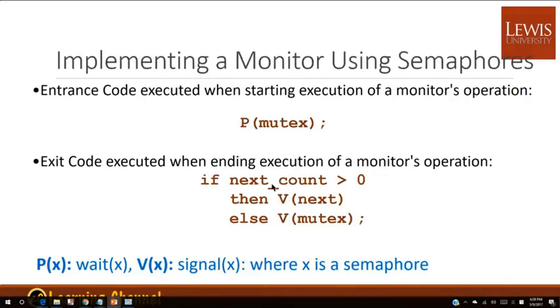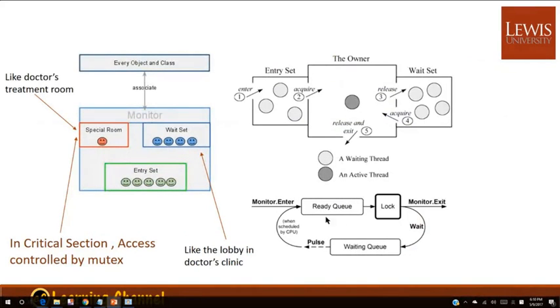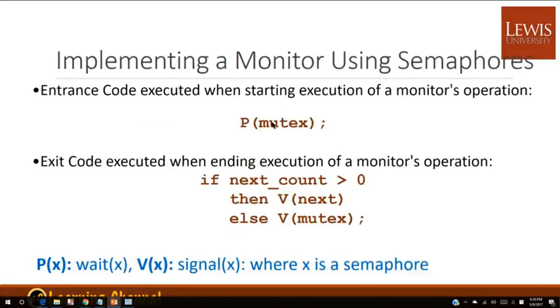And if not, then that means that there's nobody waiting in there, so we wake up the general public. And this is the mutually exclusive part. It will be this entry set. So that's the three sets we have. So these are the entrance code and the exit code to a monitor using semaphore. We actually have this entrance code for mutual exclusion, the signal code or the exit code for the semaphore mutual exclusion, and we also have the exit code for the next queue.